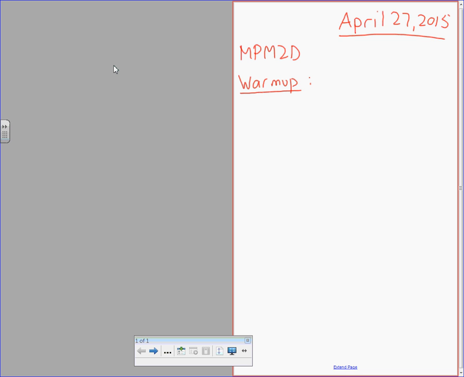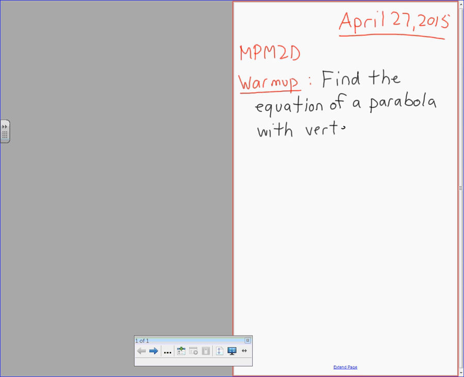Okay, so the warm-up's going to be: find the equation of a parabola with vertex (2, 3) going through the point (-1, -1).